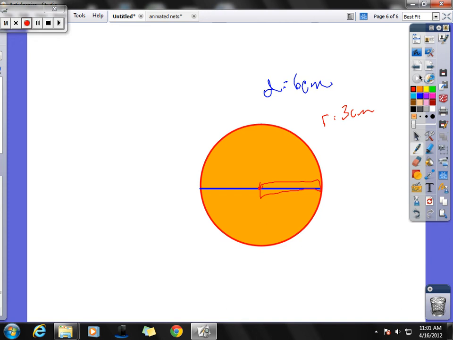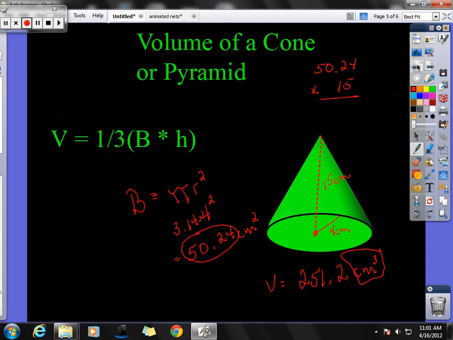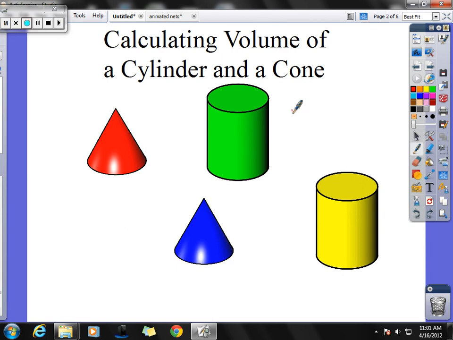Okay, so tomorrow in class we'll be working on calculating the volume of a cylinder and a cone.